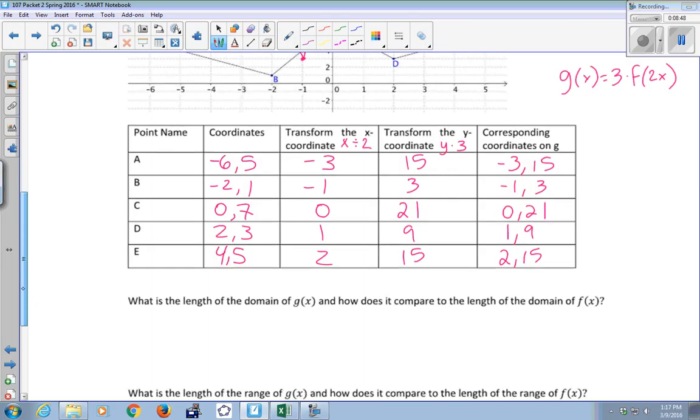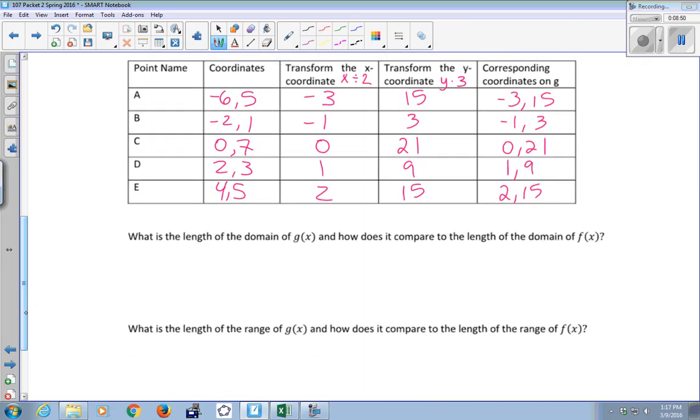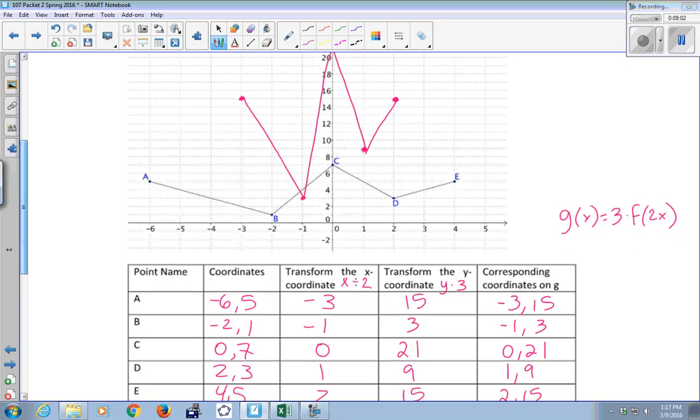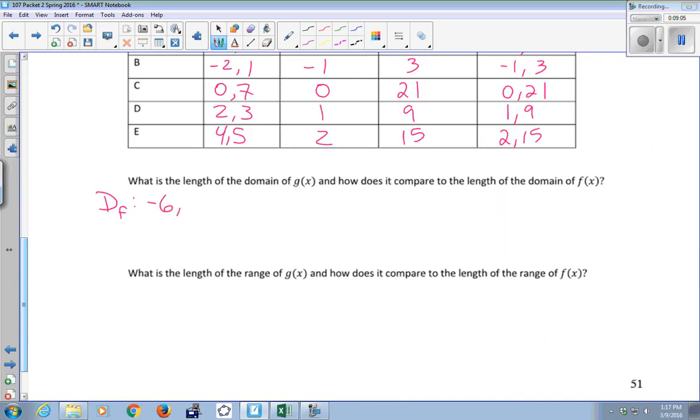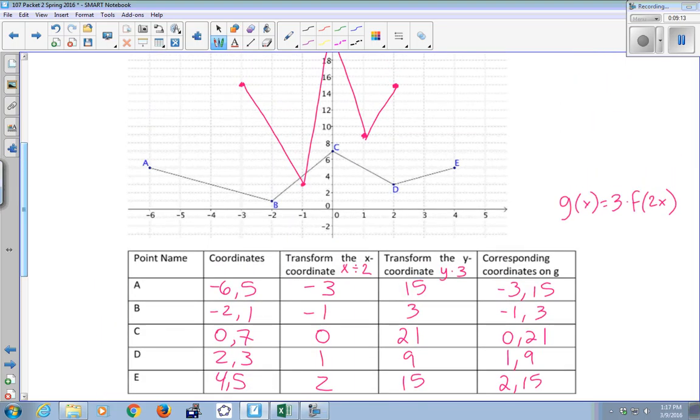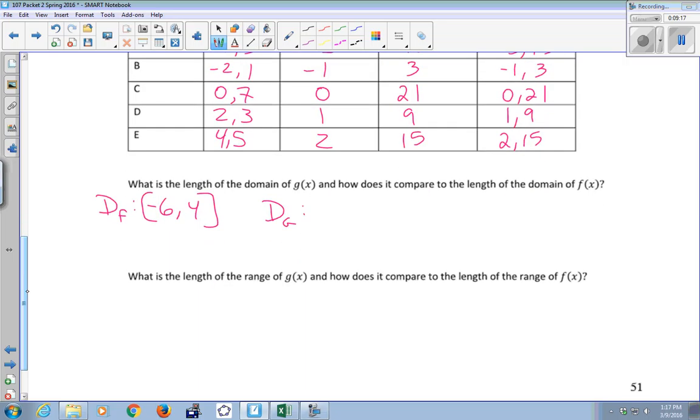Let's look at the domain and range of each of these things. The length of the domain of f and the length of the domain of g. So let's see, the domain of f, my original graph, its domain was -6 to 4. Those are the x values it lives on. And then what's the domain of g once I transformed it? -3 to 2. Yes, -3 to 2.